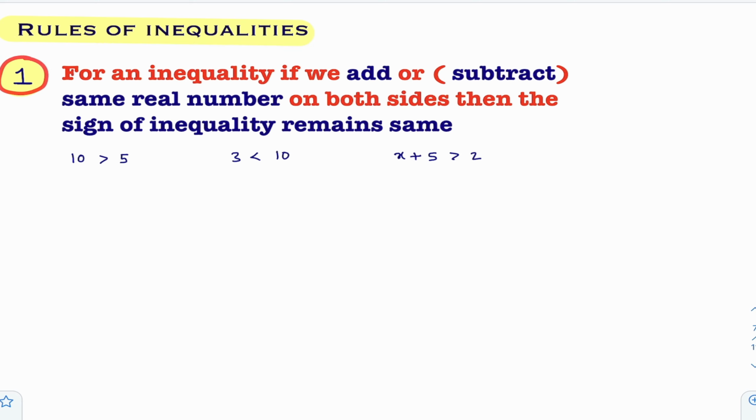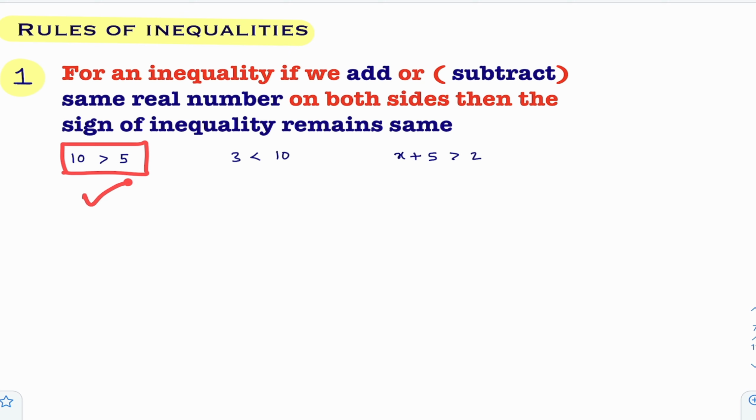Rule number one: for an inequality, if we add or subtract the same real number on both sides, then the sign of the inequality remains the same. You consider one inequality. For that, we'll add. I'll take only add. This we'll discuss later. I'll add the same real number on both sides, then the sign of the inequality remains the same. You observe here 10 greater than 5 is there, right? 10 is clearly greater than 5. Yes, this is true.